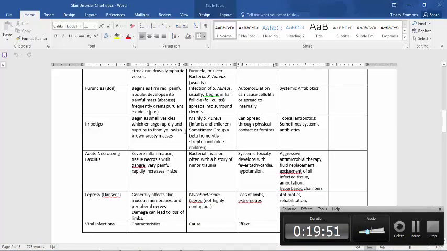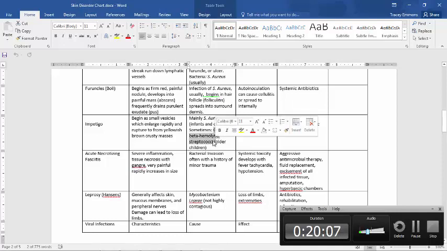Impetigo is another bacterial infection that can be caused by Staphylococcus aureus in children and infants, and then sometimes in older children we see it as group A streptococci, beta hemolytic streptococci. Strep is in a chain. If you go back to infection, Staphylococcus is in clumps, in circles.